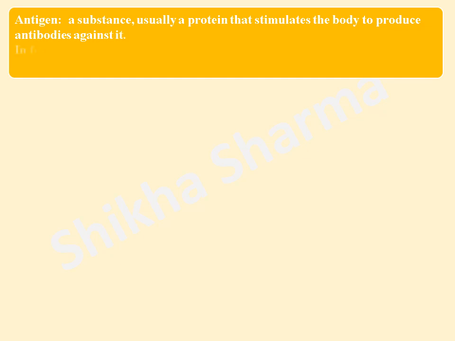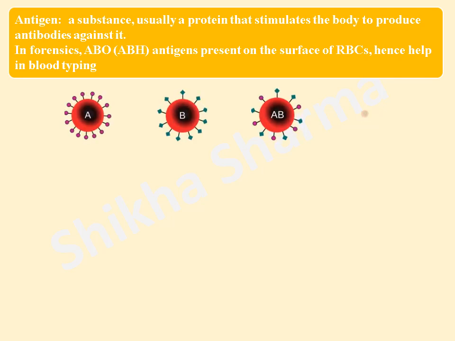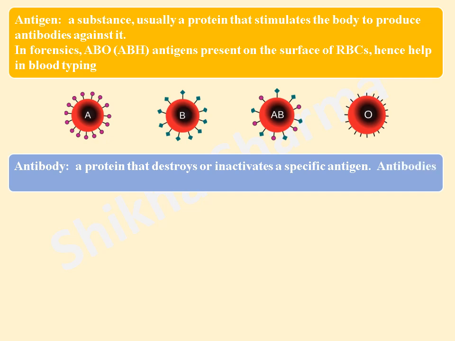Antigen: a substance, usually a protein, that stimulates the body to produce antibodies against it. In forensics, ABO antigens are present on the surface of RBCs, hence help in blood typing. Through blood typing, the forensic serologist ascertains the blood group of an individual which might be the source of the blood. Now, antibody is a protein that destroys or inactivates a specific antigen.